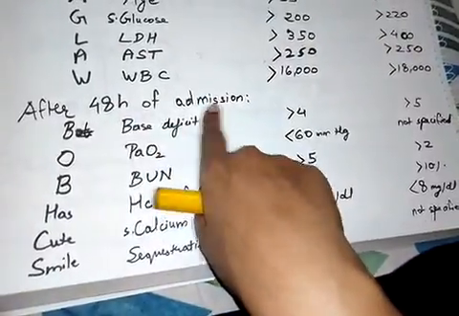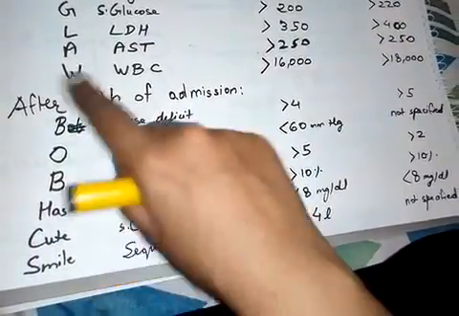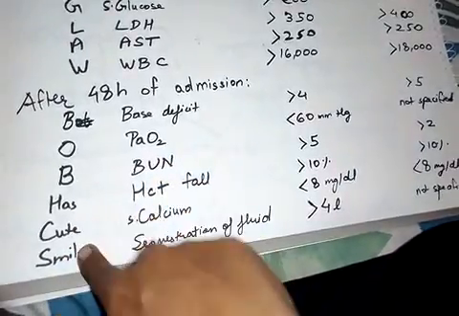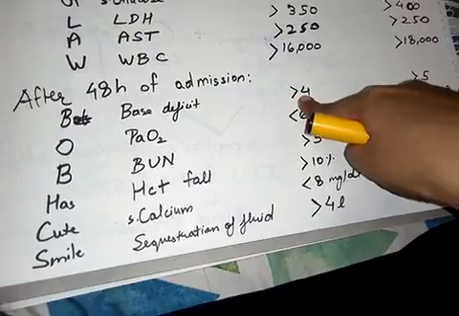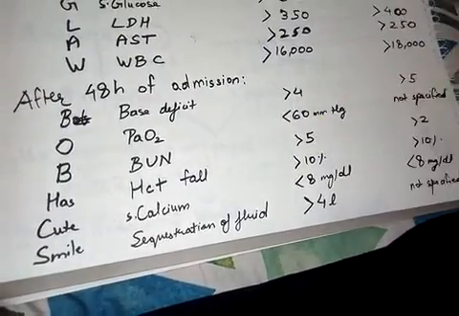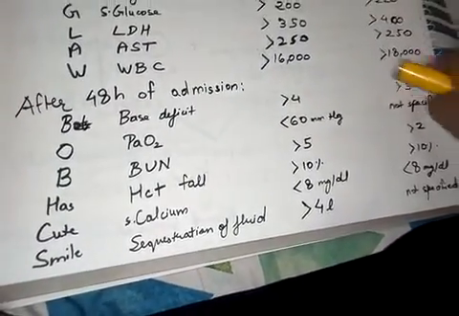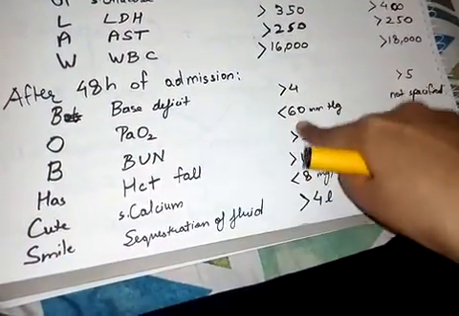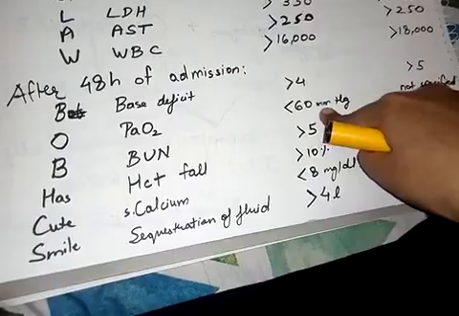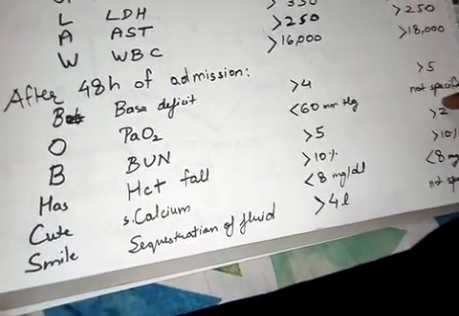After 48 hours of admission, I have a mnemonic for that. Bob has cute smile. B for base deficit. Base deficit more than 4 for non-gallstone pancreatitis, more than 5 for gallstone pancreatitis. PaO2, that is oxygen saturation, less than 60 for non-gallstone pancreatitis, and for gallstone it's not specified.